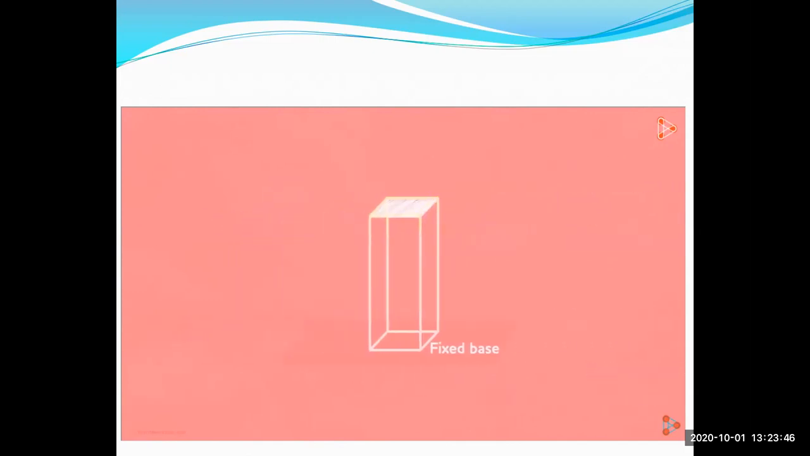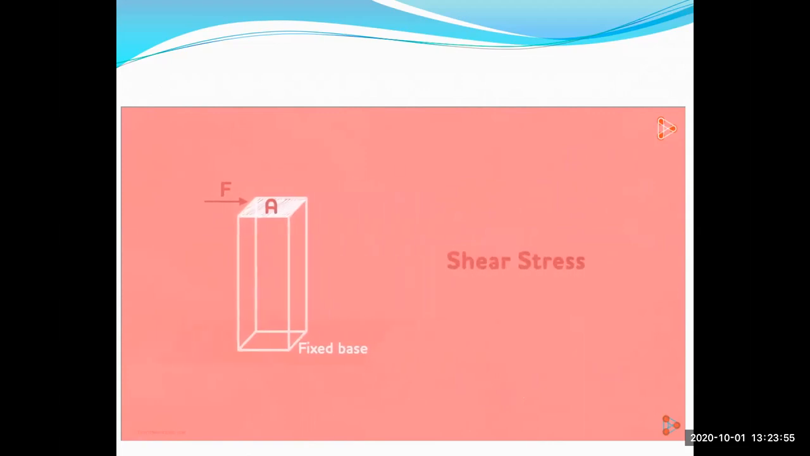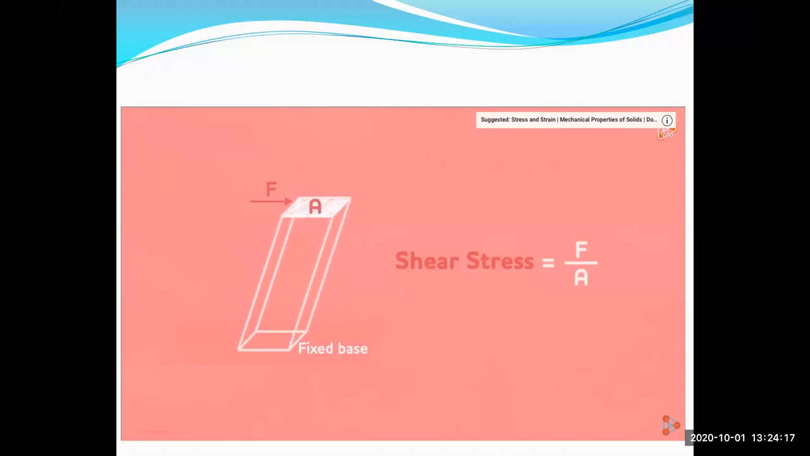Now suppose that we apply a force in this direction, parallel to area A. Again, the beam will experience some stress, but this time it will be a shear stress. The formula for shear stress is the same as that of normal stress. Stress is simply the applied force per unit area, whether it's acting perpendicular or parallel to the area. What about the deformation in the beam by shear force? Here the deformation will be something like this. The object is stretched to some extent.